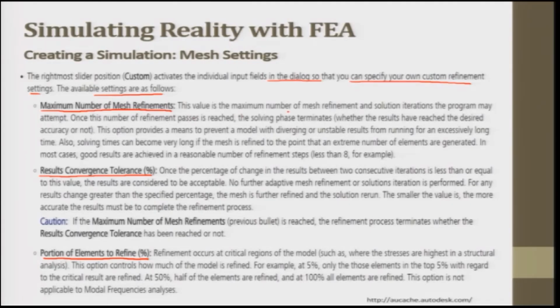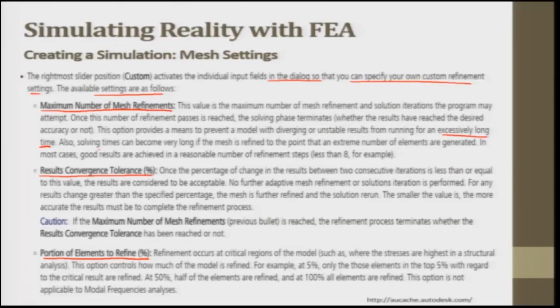This value is the maximum number of mesh refinement and solution iterations the program may attempt. Once this number of refinement passes is reached, the solving phase terminates, whether results have reached the desired accuracy or not. This option provides a means to prevent a model with diverging or unstable results from running for an excessively long time. So when mesh refinement is at maximum, it stops the program there. It wouldn't run the simulation, it wouldn't waste time there. So this is the maximum number of mesh refinements that we allow, and that is put as a value 6 here.